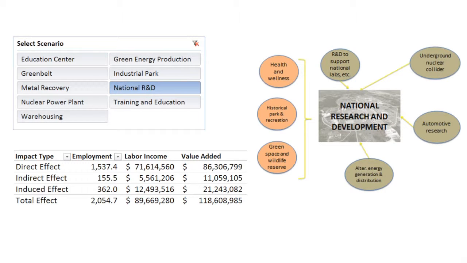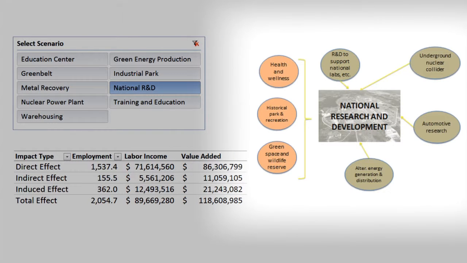National Research and Development Center. The emphasis here is on the research and development of the different components. Again, when we model it, we try to look at some of the examples that we have. For example, we look at some of the national labs.